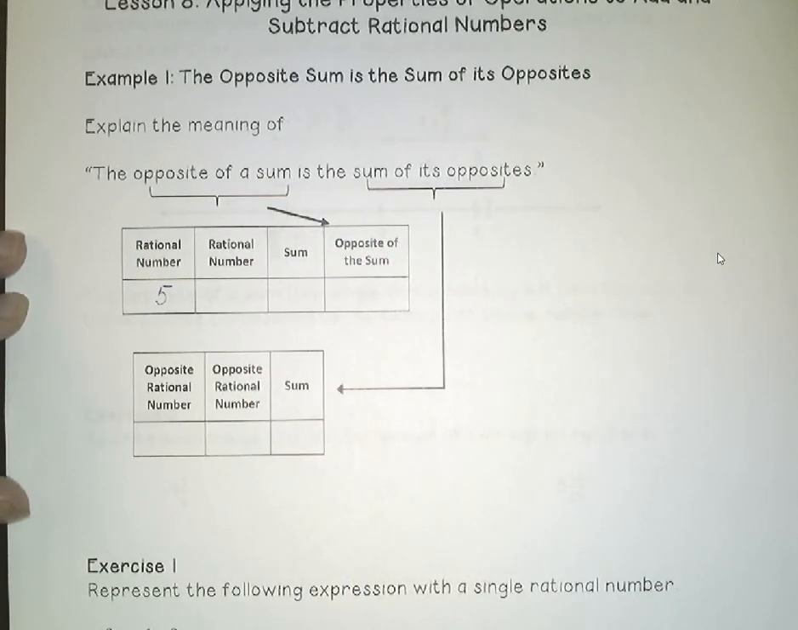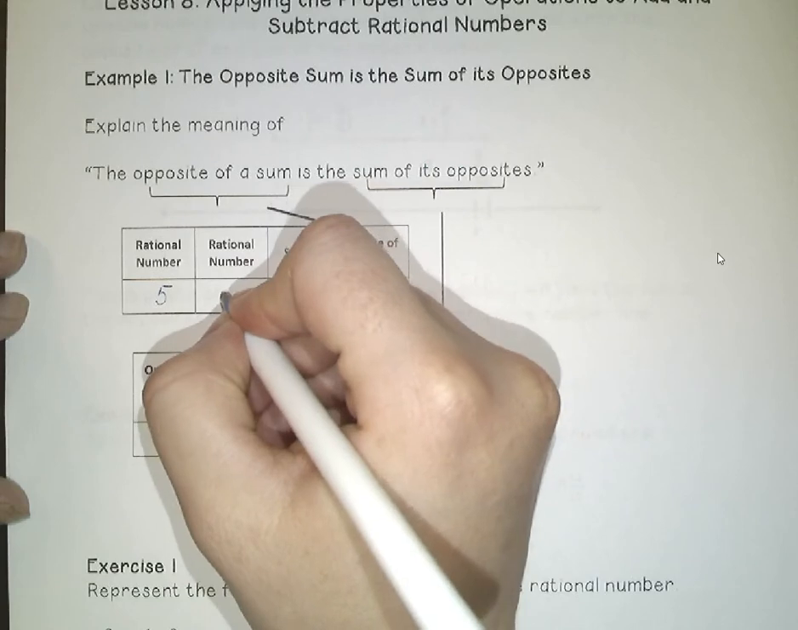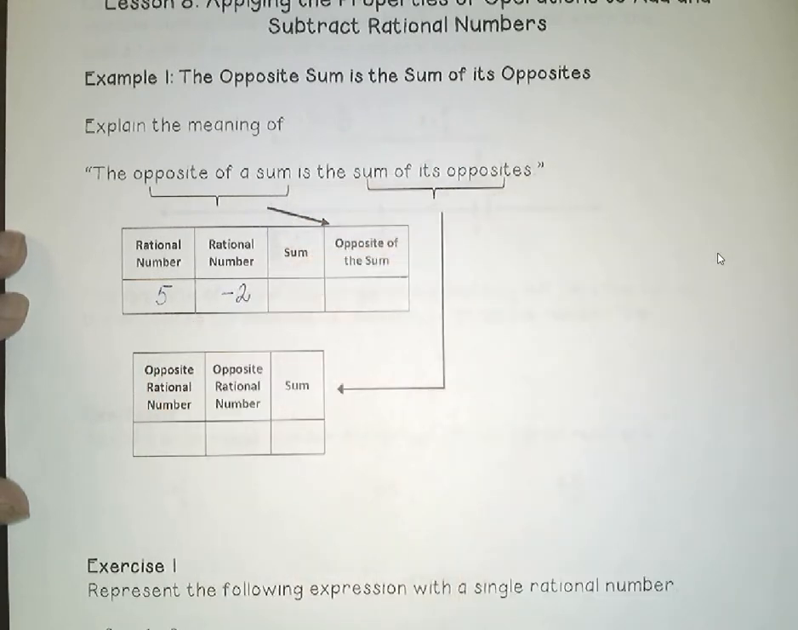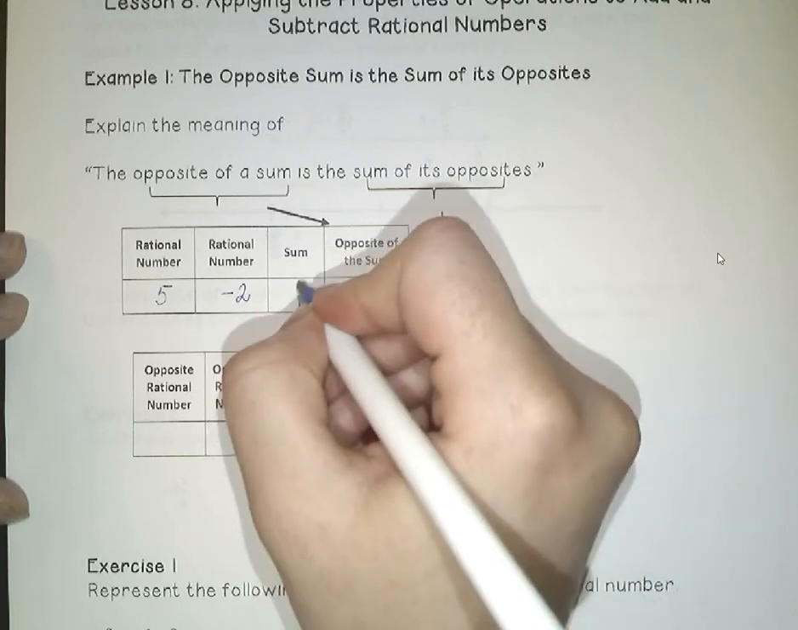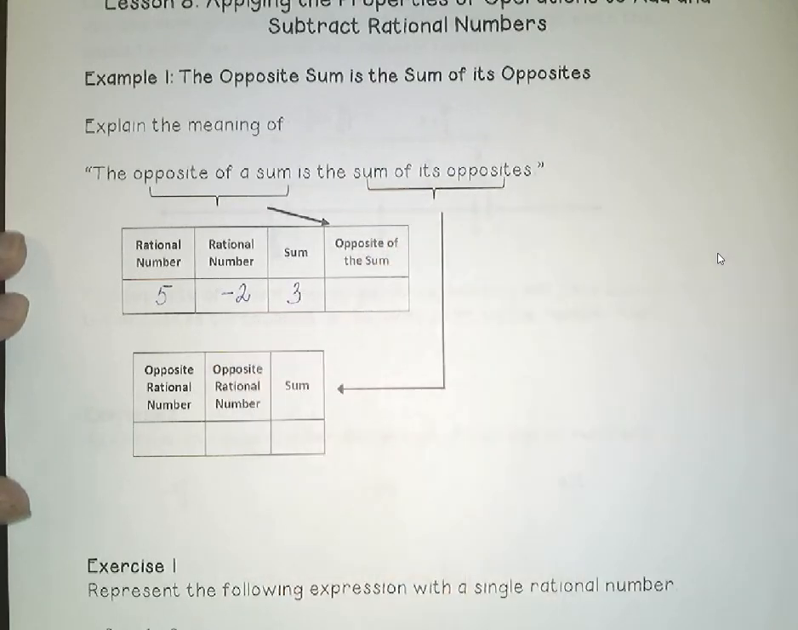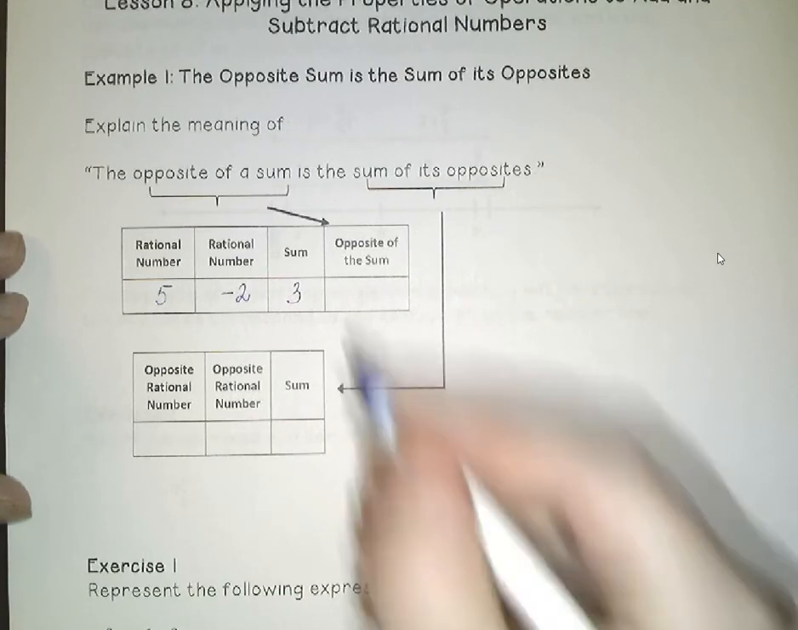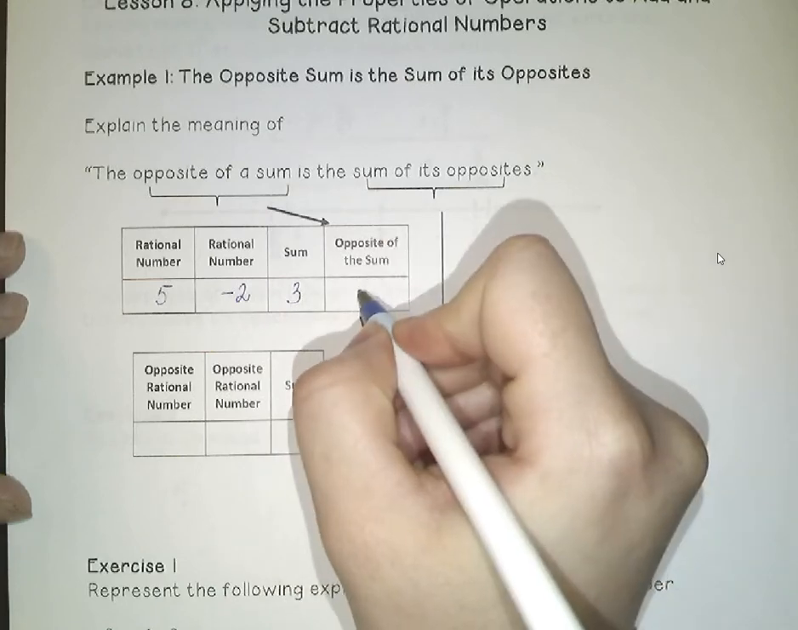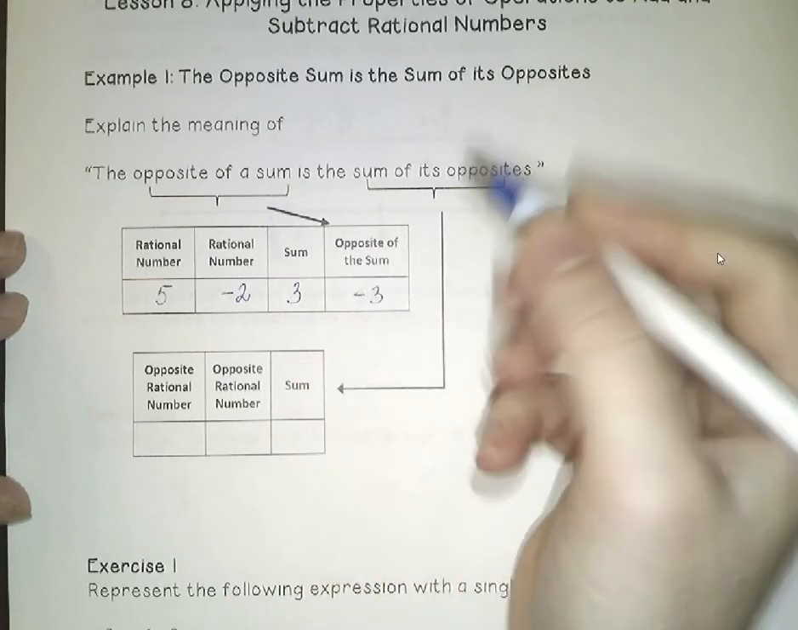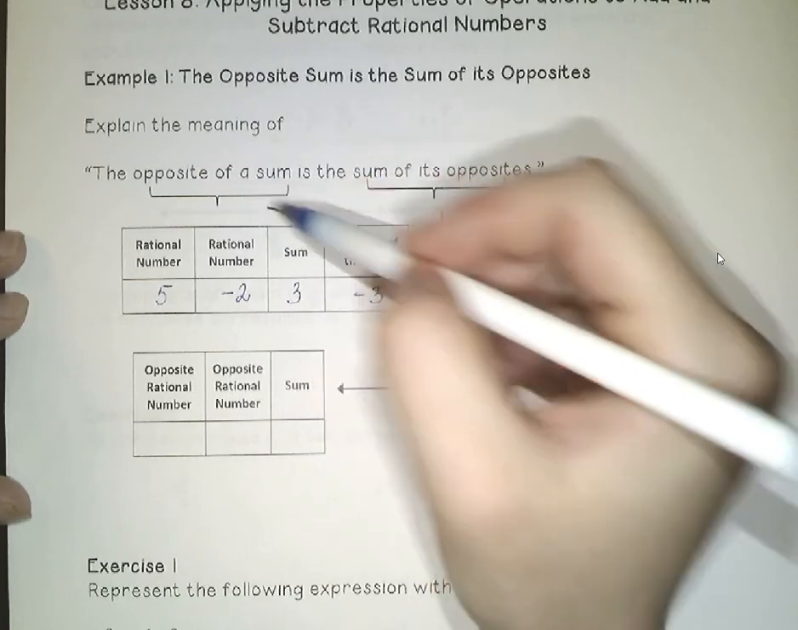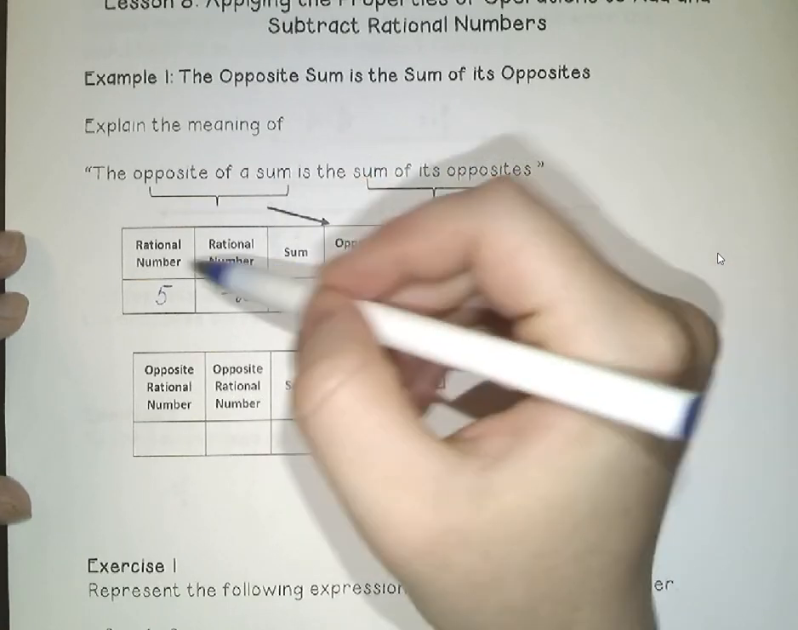Let's take 5, and another rational number, -2. Okay? What is the sum of 5 and -2? It is 3, because we subtract the absolute values and keep the sign of the higher number, which is 5, right? So that is 3. What is the opposite of the sum? The opposite of the 3 is -3. So that is the opposite of the sum.